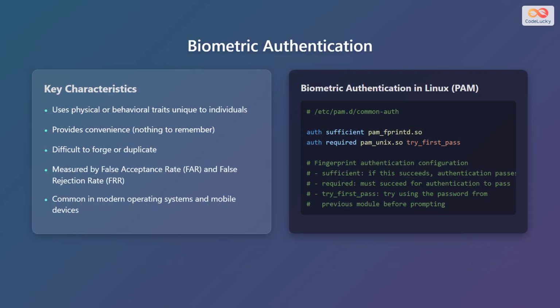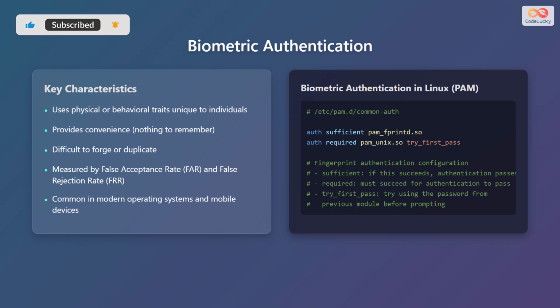Now let's explore biometric authentication. Biometric authentication uses physical or behavioral traits unique to individuals. It provides convenience, as there's nothing to remember, and it's difficult to forge or duplicate. It's measured by two key metrics: first is the false acceptance rate or FAR, and the second one is the false rejection rate or FRR. It is commonly used in modern operating systems and mobile devices.